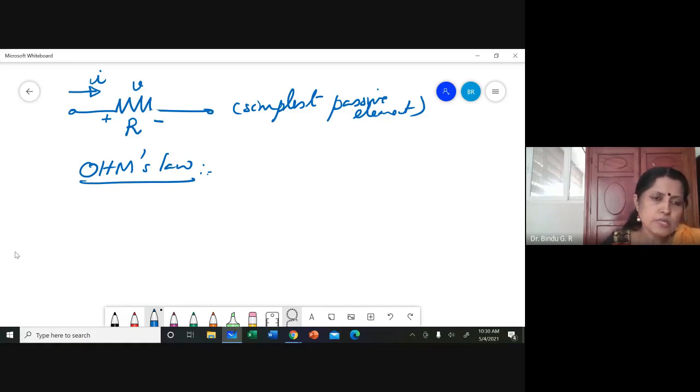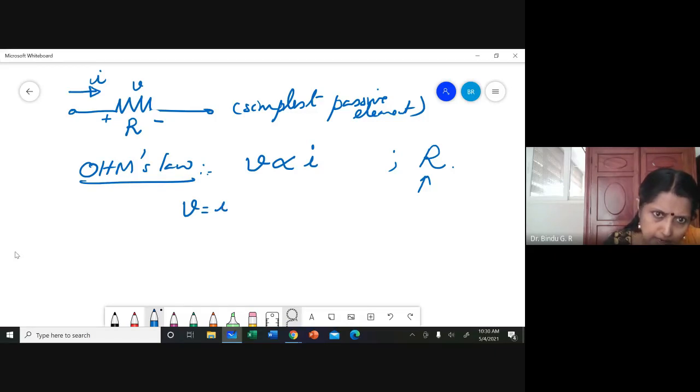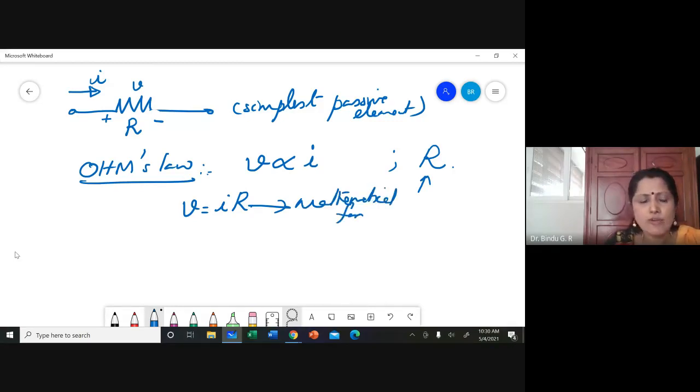Okay, so Ohm's law states that the voltage across a resistor is directly proportional to the current flowing through the resistor, that is, V is proportional to I. Ohm is the name of the scientist. He defined the constant of proportionality as the resistance R, and hence V is equal to IR. This is the mathematical form of Ohm's law, not the statement.